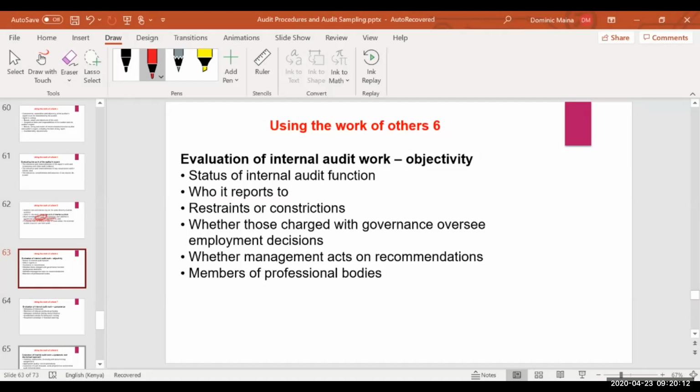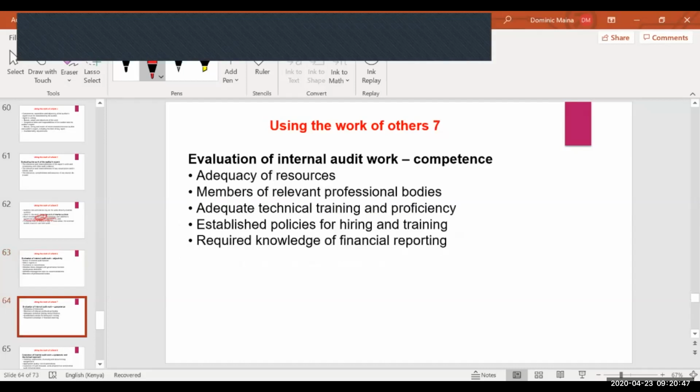However, it's both enough that we need to consider. We may want to assess the extent of their competence by checking whether they are a member of their respective body. If the internal auditor is an engineer, for example, because that can happen, are they a member of the Engineering Body of Kenya? If this internal auditor is an accountant, are they a member of ICPAK? So try to check whether they belong to at least a member body. That's on assessing the extent of the objectivity of the internal auditor.